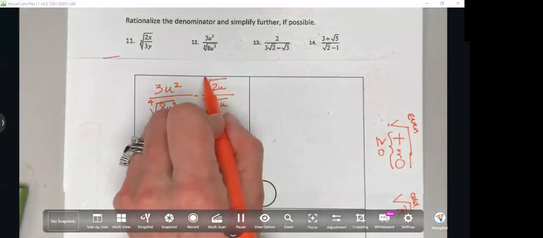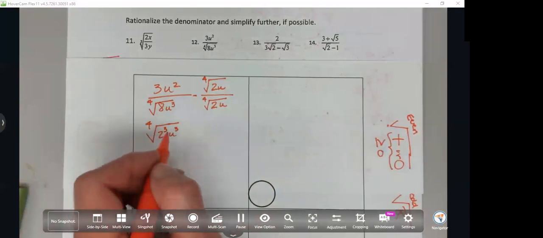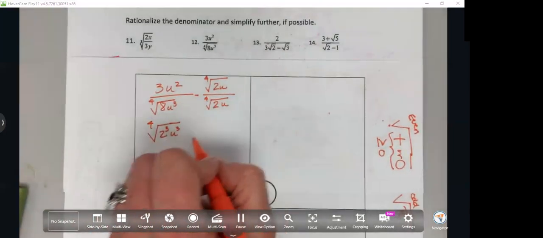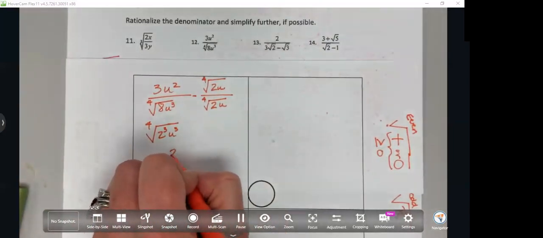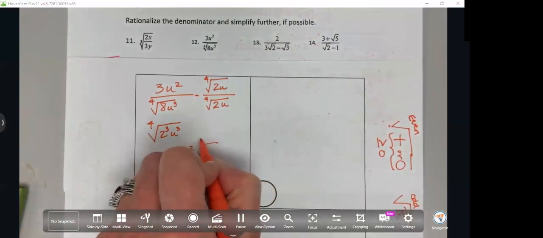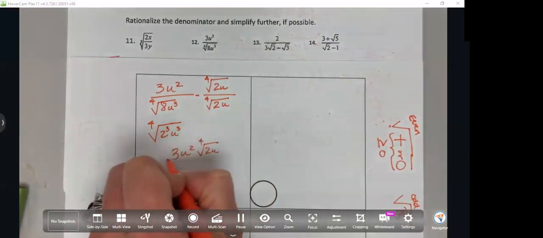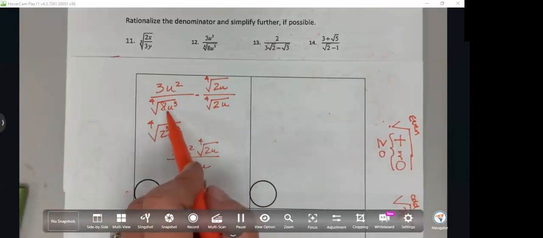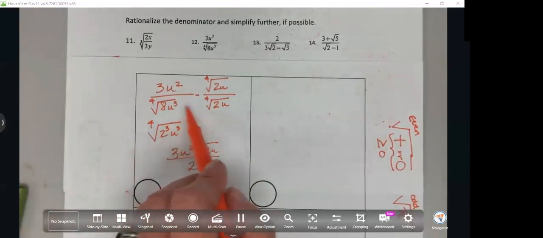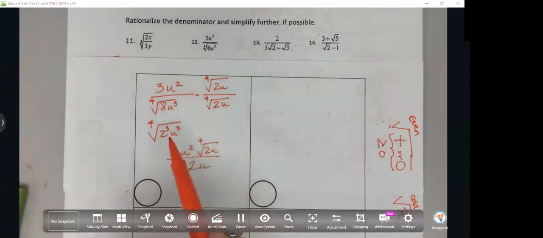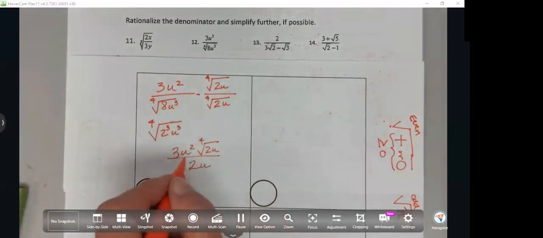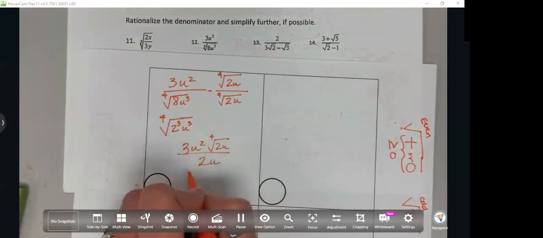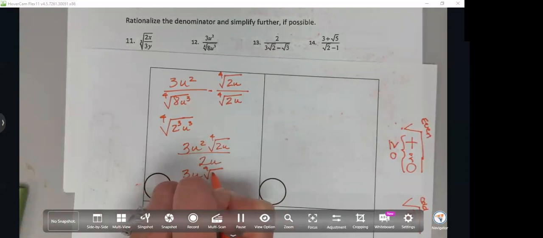Then I'm going to get 3u squared, 4th root of 2u all over 2u, right? Because then I'd get 16u to the fourth in the fourth root, which is 2u. And then I can simplify that to 3u fourth root of 2u over 2.